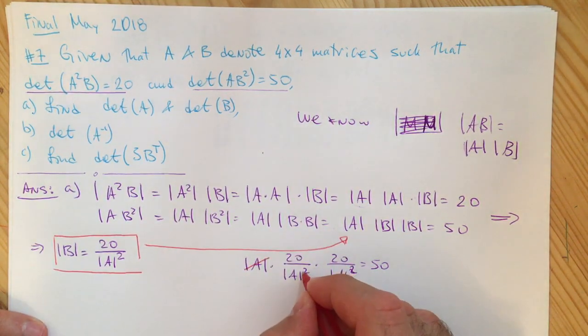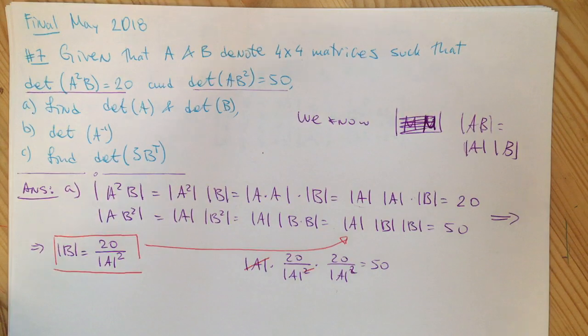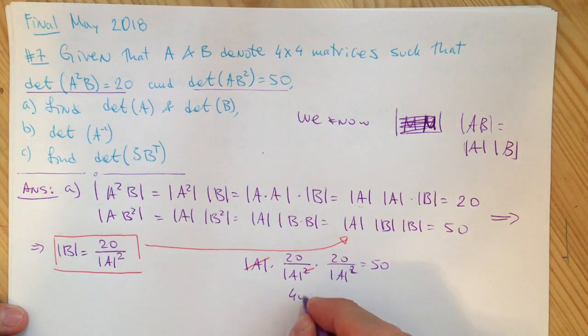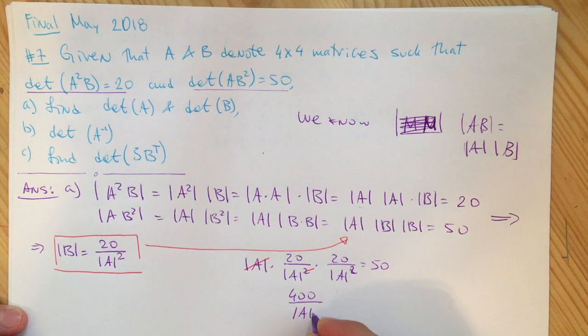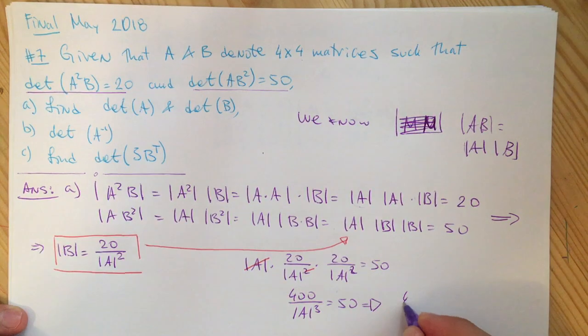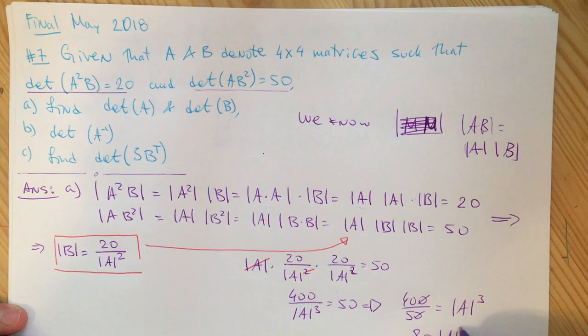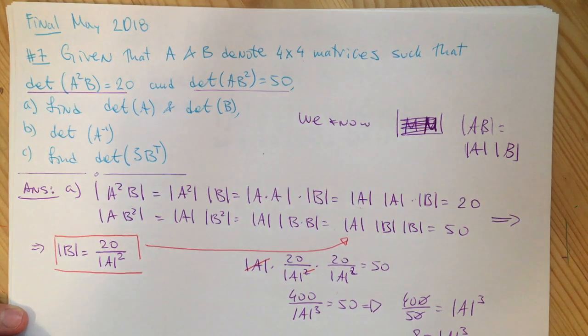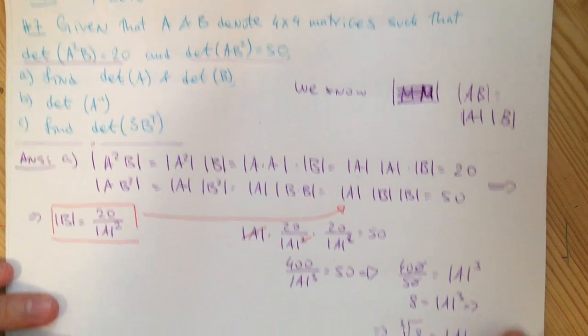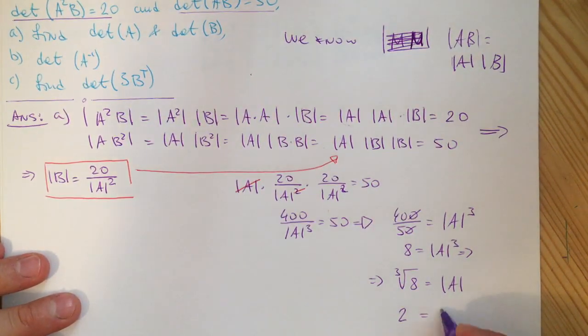The determinant is a scalar, so we cancel that. And then we have 20 times 20 is 400 over the determinant of A cubed is equal to 50. Cross multiply, you get 400 over 50 is equal to the determinant of A cubed. 40 divided by 5 is 8, equal to the determinant of A cubed. And take the cube root on both sides. As the determinant of A, you get that 2 is equal to the determinant of A.